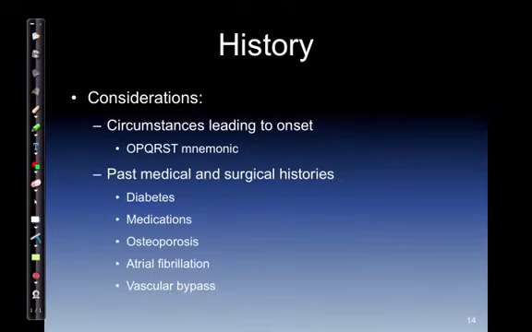As far as history considerations, circumstances leading to the onset. So we use the OPQRST mnemonic: obtain the time of onset, events preceding the onset of pain, the location, the quality, if it recurs or it radiates or there are any relieving factors, and the severity of the pain on a scale of 1 to 10, 10 being the worst pain you ever felt in your life. What would you say this pain is to you right now? Past medical and surgical histories: if they're diabetic, what medications they're on, if they have osteoporosis, are they in atrial fibrillation, or have they had any sort of vascular bypass?